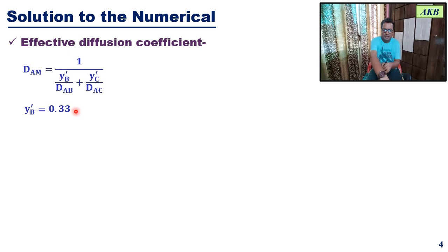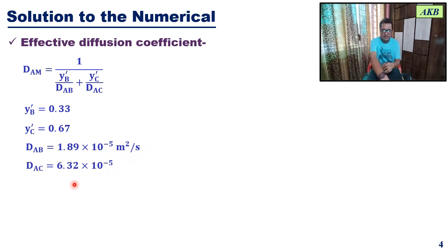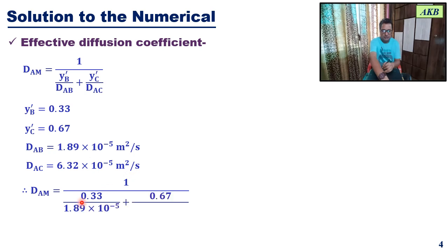So we just have to use the values that are given to us. We just calculated Y dash B to be 0.33 and Y dash C to be 0.67. It is 0.6667, so we can truncate it to 2 digits. So it is 0.67 and this is 0.33. DAB is directly given to us in the statement. It is 1.89 into 10 to the power minus 5 meters square per second. DAC is given to us. It is 6.32 into 10 to the power minus 5 meters square per second. Now you just have to use this in the formula.